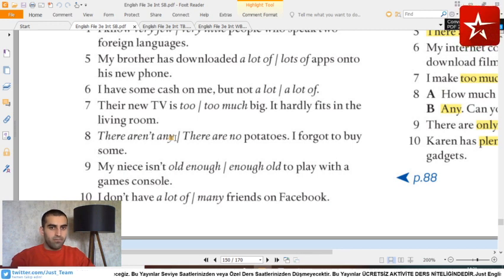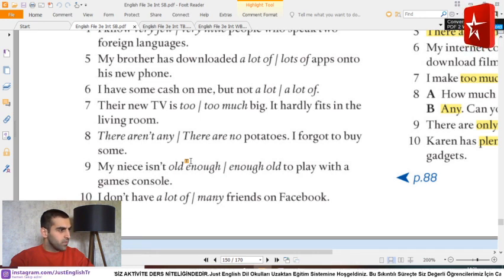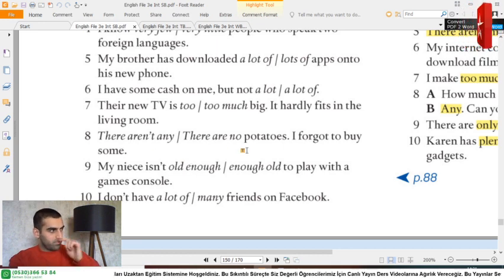There aren't any, or there are no potatoes. I forgot to buy some. Number 8. What do you think? Which one is correct? Mr. Hussein, thank you. Your answer was correct. I think all of them. Serena, Melis, Uğur, Enes, and Hussein. Hussein says any. Why? Any and no.